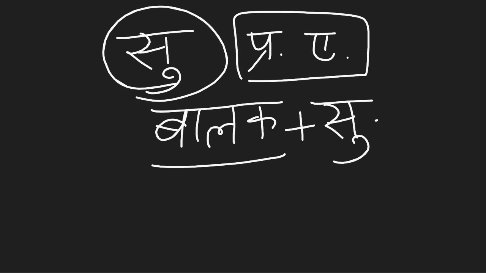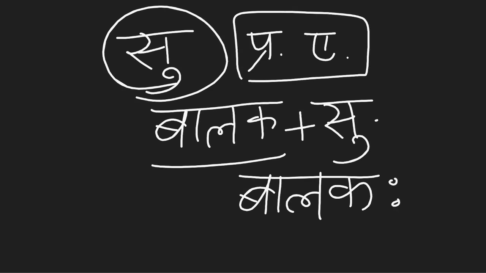So the question was, why is it not balakasu? How does it become balakaha? We all know that the prathama vibhakti ekavachanam form of the word balaka is balakaha, not balakasu. So you have to remember that the original pratyayas are coded.